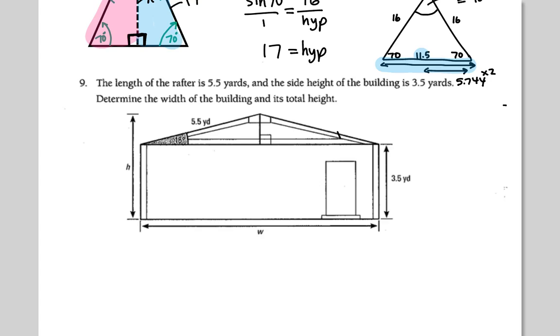Okay, this looks confusing. It says the length of the rafter is 5.5, so that's over here. And the side height of the building is 3.5. That's over here. Determine the width of the building and its total height. So to determine the width, all the way across like that, I'm assuming they want us to find out this distance and then times it by 2.